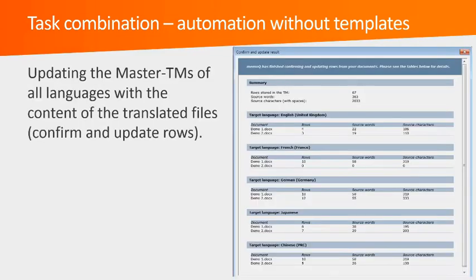The next one that I mentioned was when you have a project that has lots of target languages. You're working with working translation memories during translation. And in the end, the master translation memories all get updated at the same time with the segment pairs from the documents. Here you can see the result, the summary of all the different languages that have been updated with the different sentences from the documents in my project.